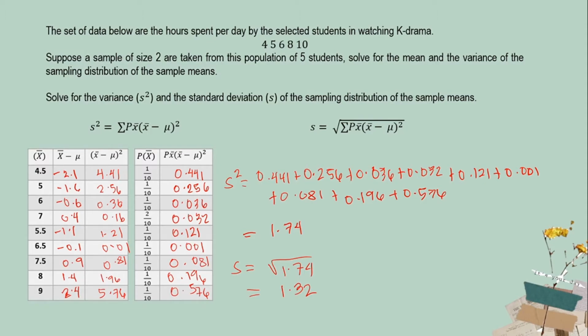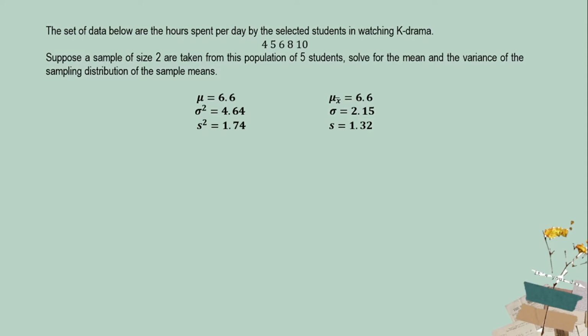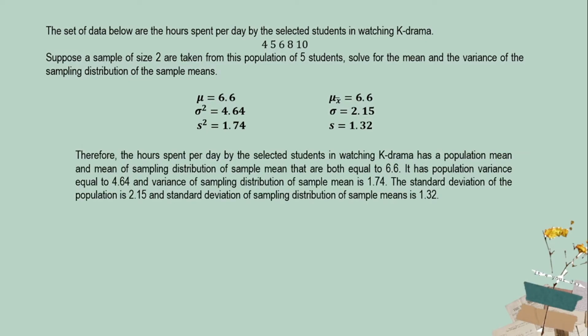of the hours spent per day by the selected students in watching K-drama. Therefore, the hours spent per day by the selected students in watching K-drama has a population mean and mean of the sampling distribution of the sample mean that are both equal to 6.6. It has a population variance equal to 4.64 and a variance of the sampling distribution of the sample mean equal to 1.74. And the standard deviation of the population is 2.15, while the standard deviation of the sampling distribution of the sample means is 1.32.